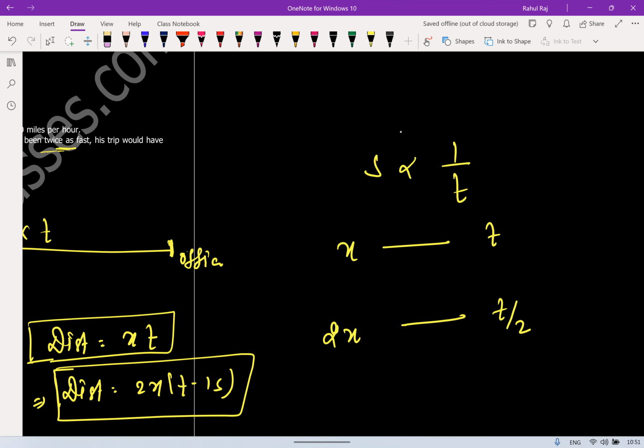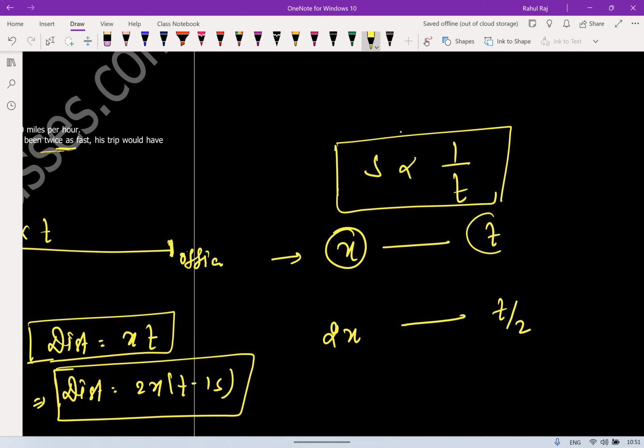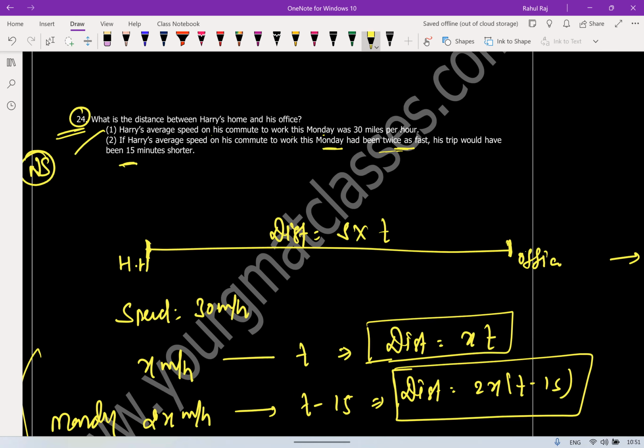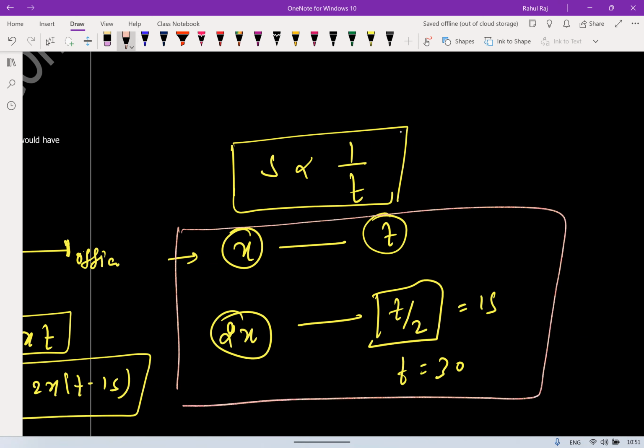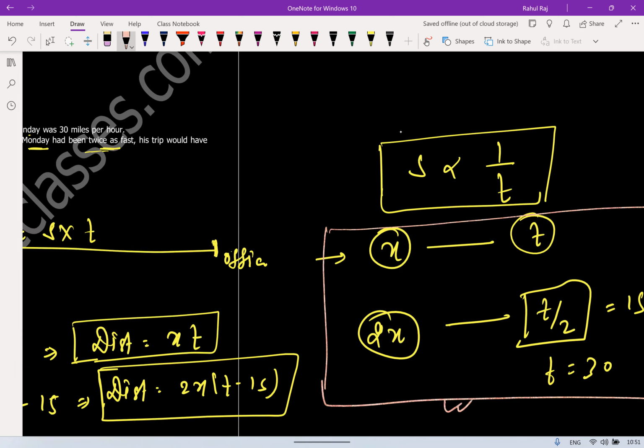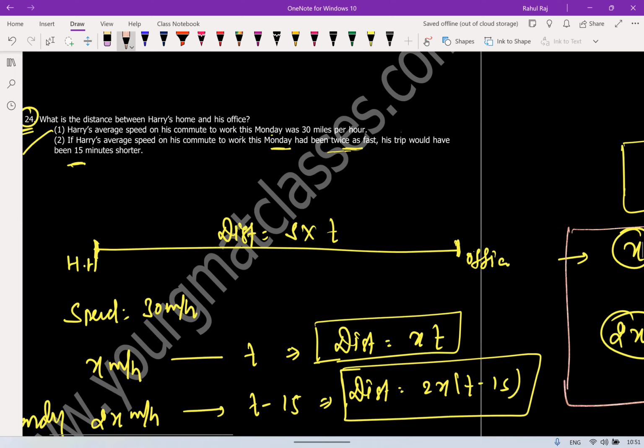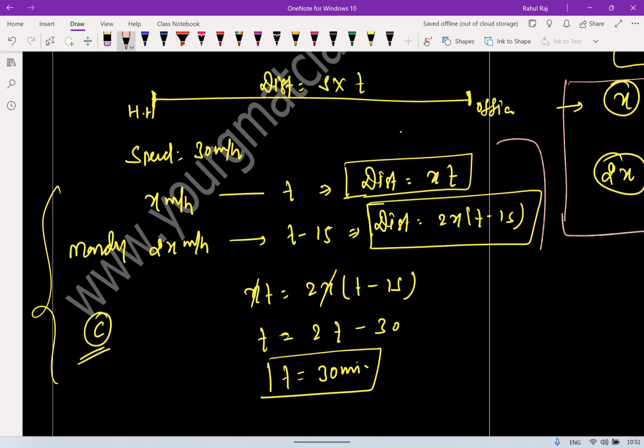Am I clear? According to the logic we studied, speed and time are inversely proportional to each other. By the factor we increase the speed, the same factor time will decrease, and by the factor we decrease the speed, the same factor time will increase. So on a normal day, Henry goes at x miles per hour, it takes him time t. On Monday he went at 2x miles per hour, so time accordingly should be t by 2. And this t by 2 is equal to 15 minutes. So t by 2 is equal to 15, so t is equal to 30. So you can get statement number 2 with a small logic. That's it, answer 30. Either you do this if you have understood the concept that speed and time are inversely proportional to each other, or if not, then you will have to do the entire thing.